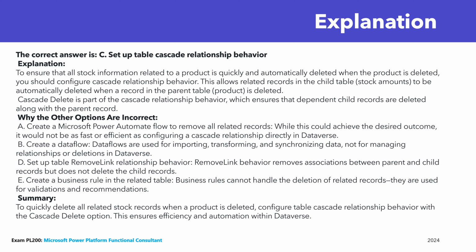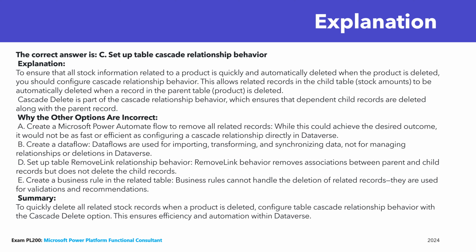The correct answer is C, set up table cascade relationship behavior. Explanation: To ensure that all stock information related to a product is quickly and automatically deleted when the product is deleted, you should configure cascade relationship behavior. This allows related records in the child table, stock amounts, to be automatically deleted when a record in the parent table, product, is deleted. Cascade delete is part of the cascade relationship behavior, which ensures that dependent child records are deleted along with the parent record.